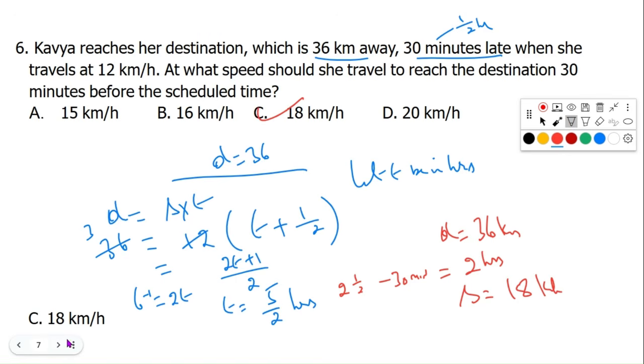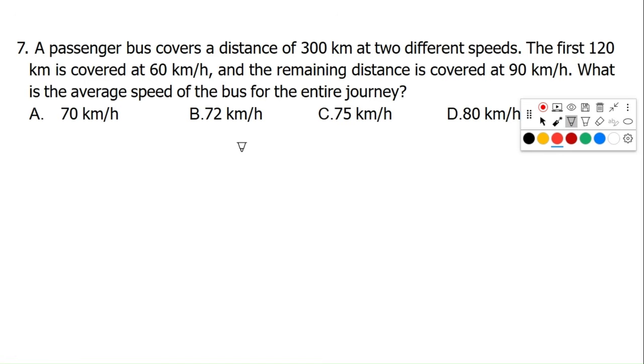Okay, so let's go forward now. A passenger bus covers a distance of 300 kilometers at two different speeds. The first 120 kilometers is covered at the rate of 60 kilometers per hour, and the remaining distance, what is the remaining distance? 180, covered at the rate of 90 kilometers per hour. What is the average speed for the entire journey?